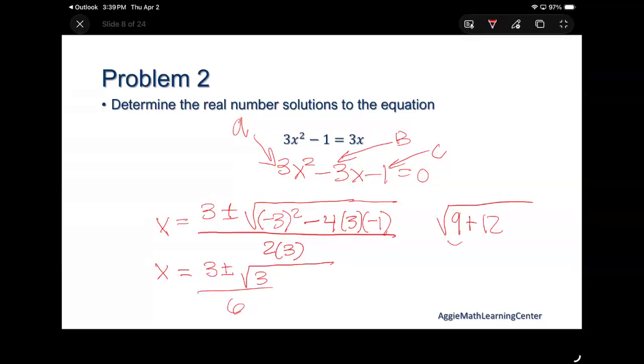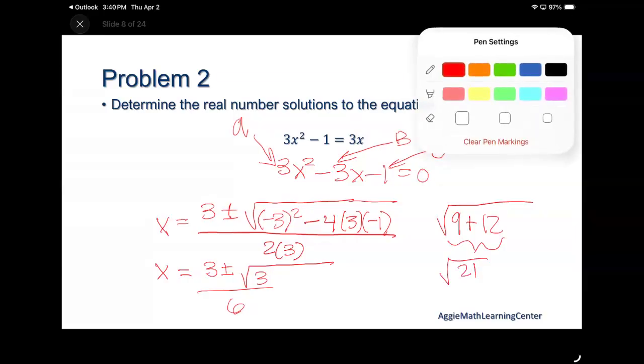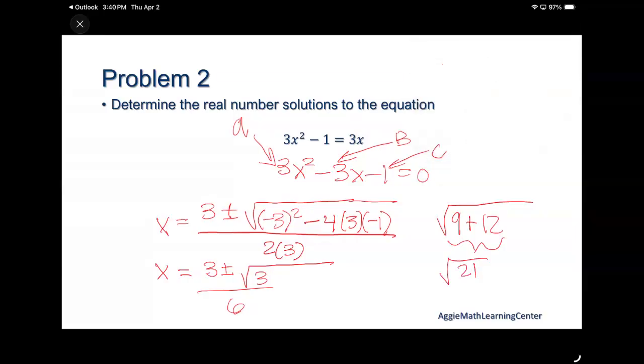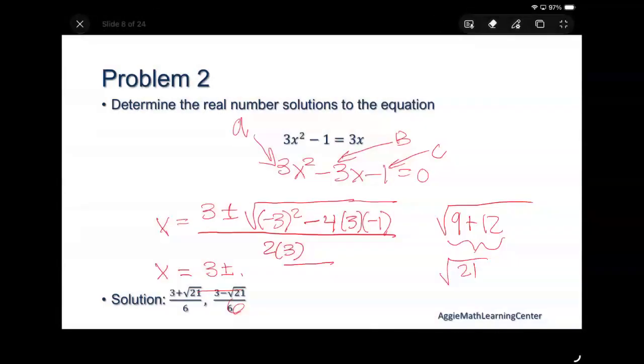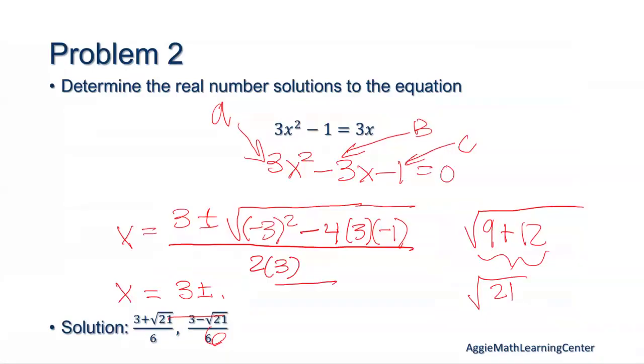9 plus 12 is going to be, oh, just kidding, 21, right? I just got my signs confused. Yeah, we'll just have to remember if we have a negative and a negative, it's going to become positive, right? So square root 21, and then do you think this can simplify anymore?